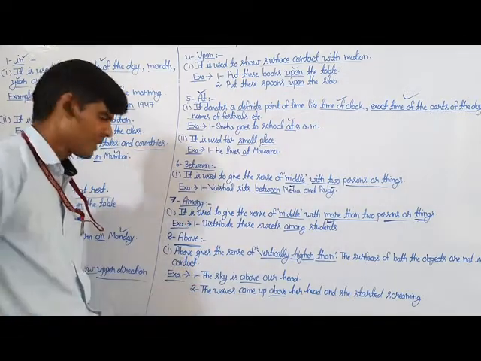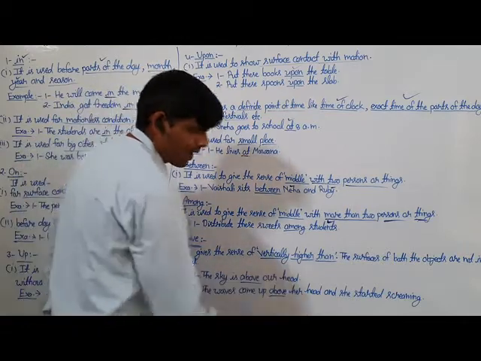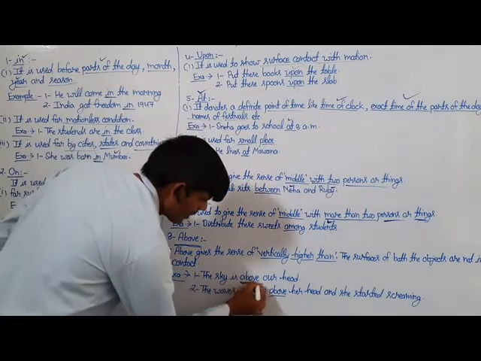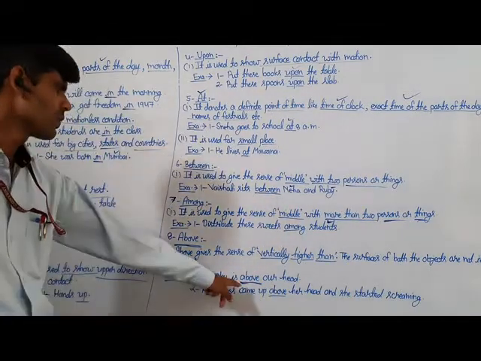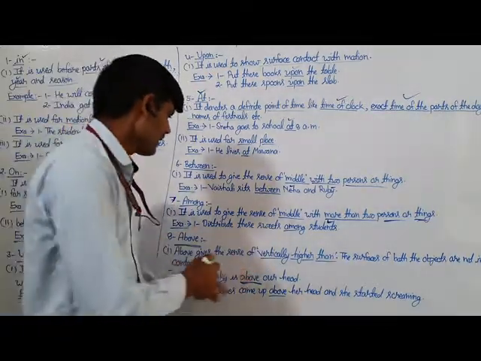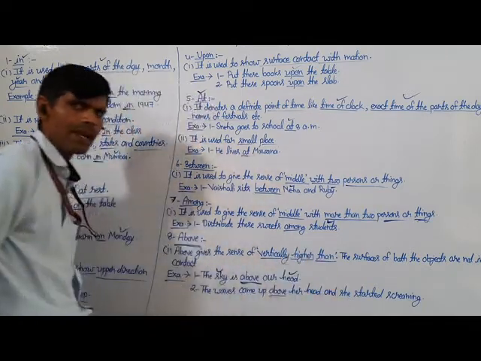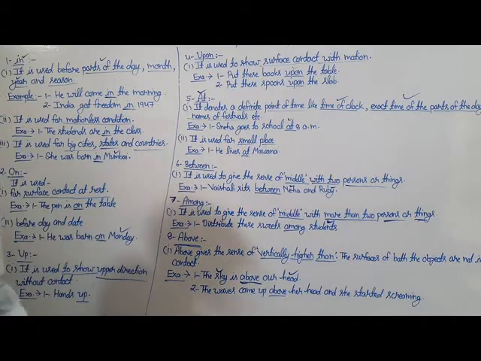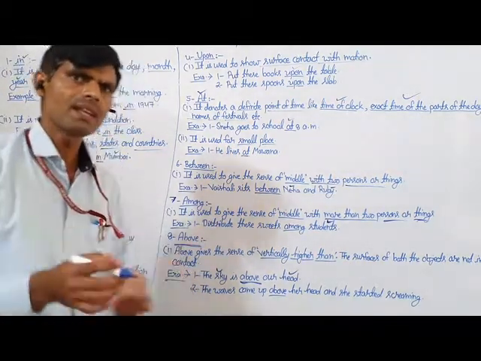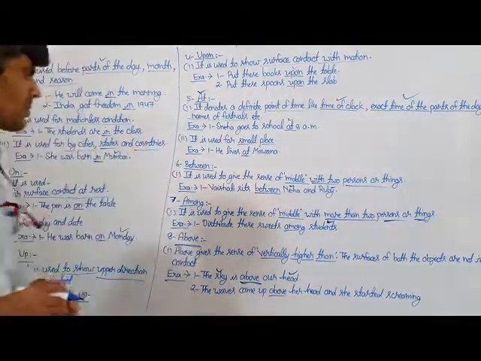The first example is: the sky is above our head. Here above is a preposition which is used to show the sense of vertically higher than, and there is no surface contact between the sky and the head. So above is the preposition used to show the sense of vertically higher than, and there is no surface contact between the two objects.